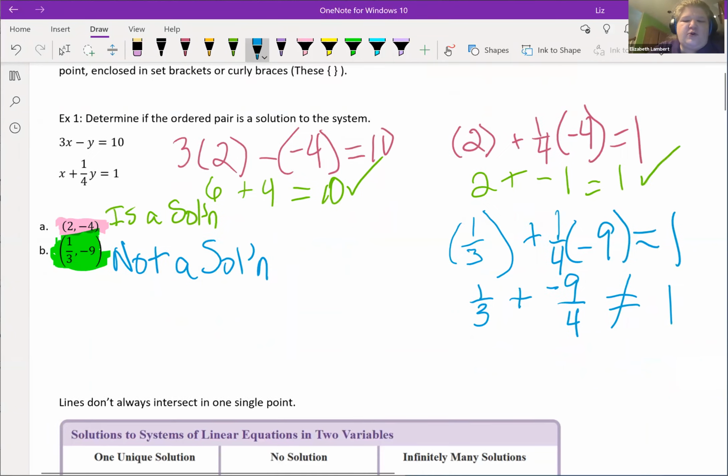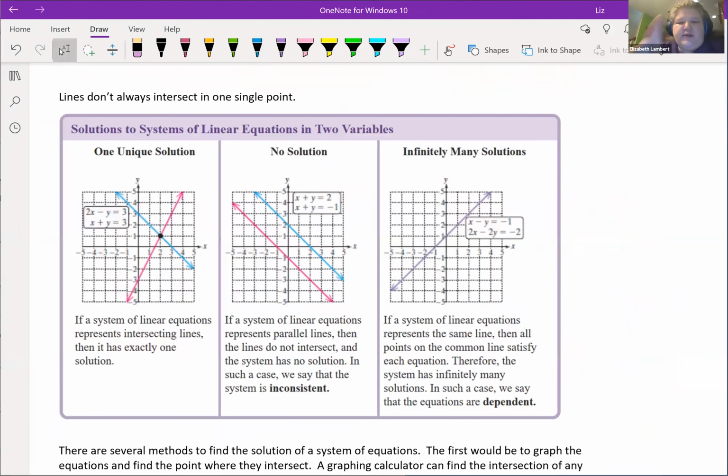So let's scroll here and take a look. This is one of the lovely graphics from the book. And this is classified by how many solutions there are. So most of the time you are going to see one solution. And that one solution is that one single point. So it is unique to the system.